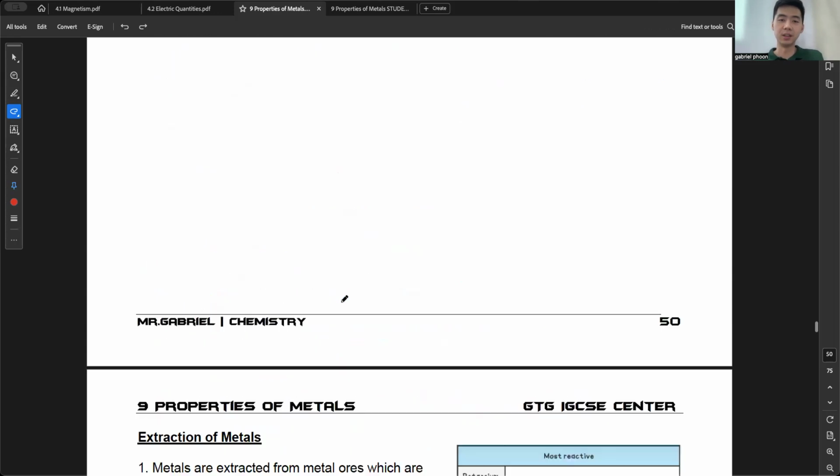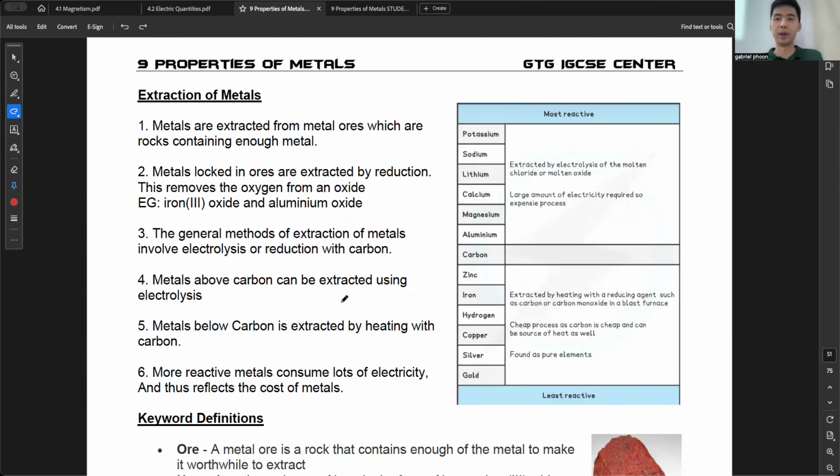Until you see this one here, extraction of metal.